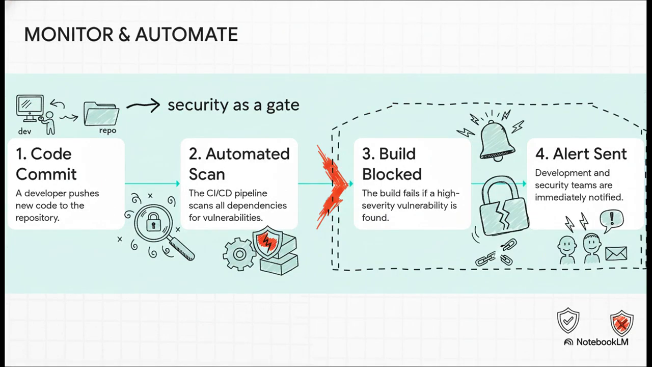Next up, monitoring and automation, which really go hand in hand. Picture this ideal workflow. A developer writes some code and pushes it to the repository. Instantly, an automated process kicks off. It scans every single component and dependency for known issues. Now, if it finds a serious vulnerability, the whole process stops dead in its tracks. The build fails, and the right people are alerted immediately. This approach turns security into a proactive gatekeeper, not a reactive cleanup crew.